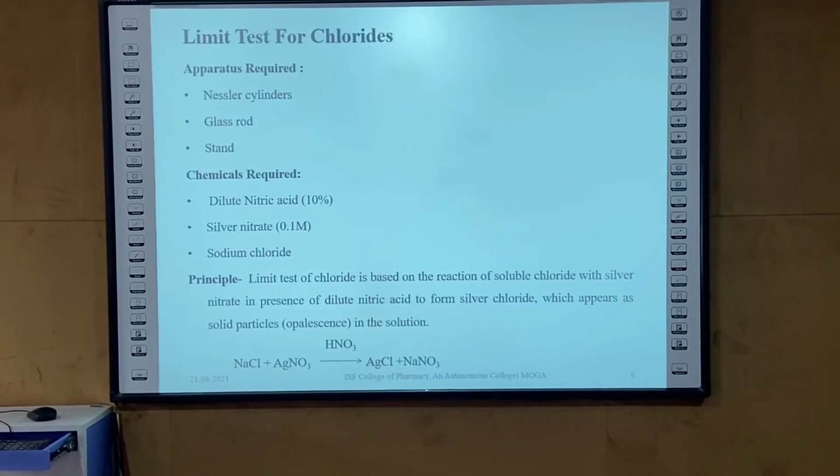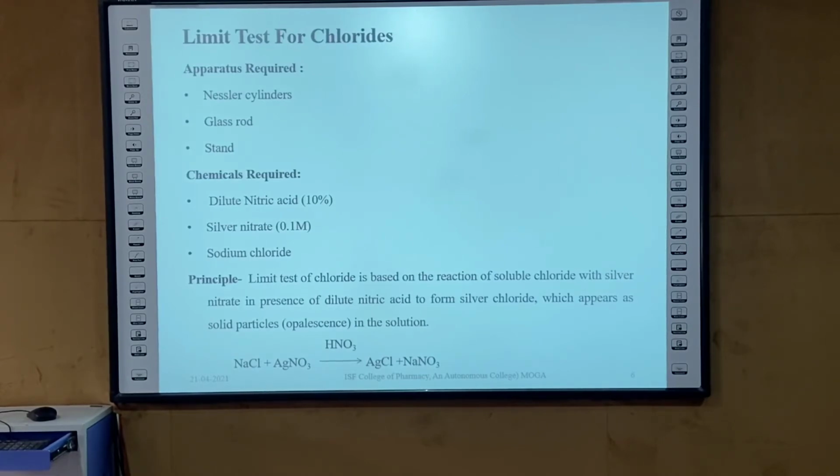The principle for performing this test is based on the reaction of soluble chloride with silver nitrate, which acts as a soluble nitrate, in the presence of dilute nitric acid, so that it forms silver chloride, which appears as solid particles in the solution. See, here it is written opalescence in the bracket.